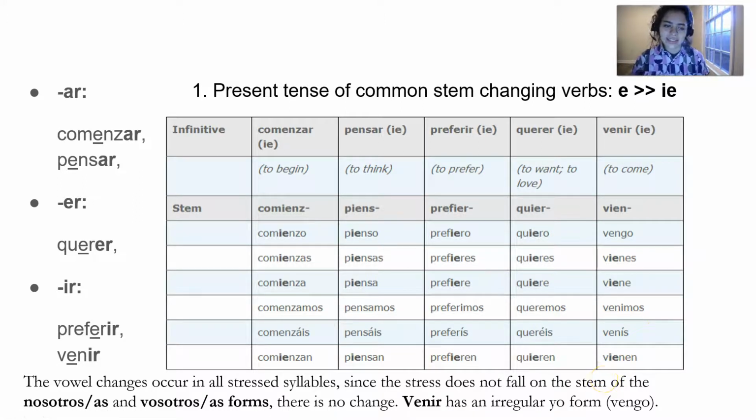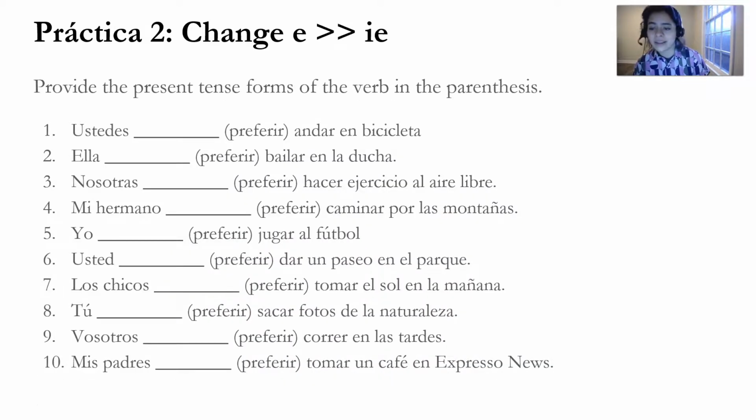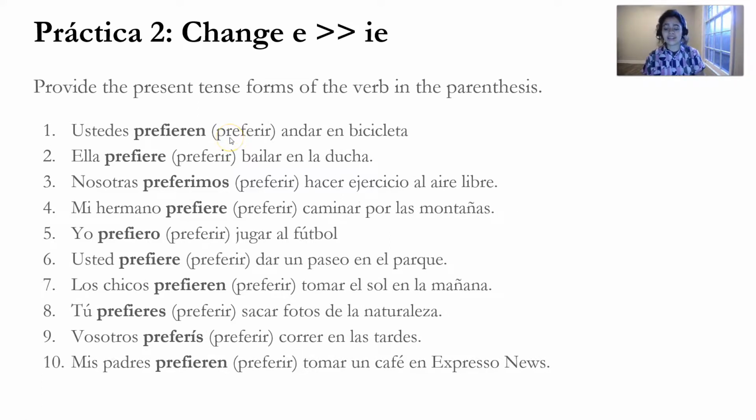Please study these conjugations because we're going to do an exercise in the next slide. So provide the present tense forms of the verbs in the parentheses. It's the same verb, has different subjects, so you have to conjugate it according to the subject. Remember, the nosotros and vosotros form, they don't undergo any stem change. Okay, here you can check your answers.